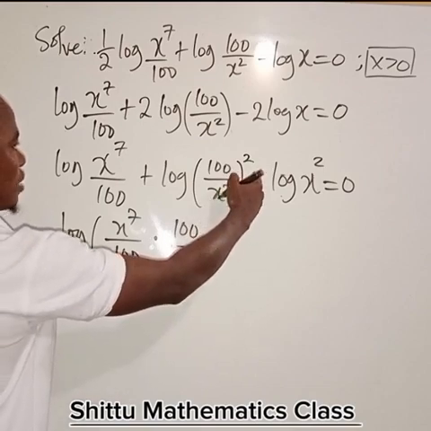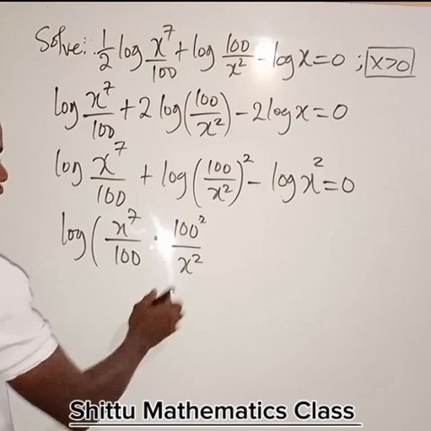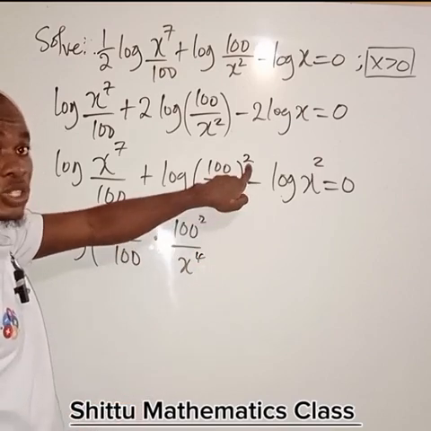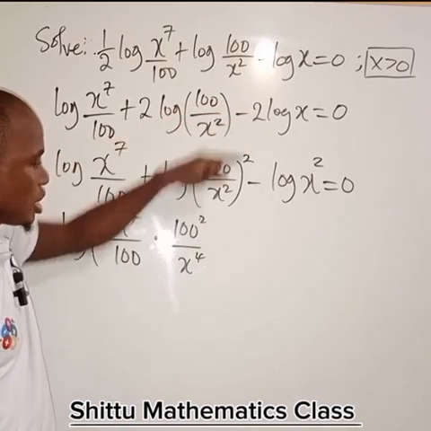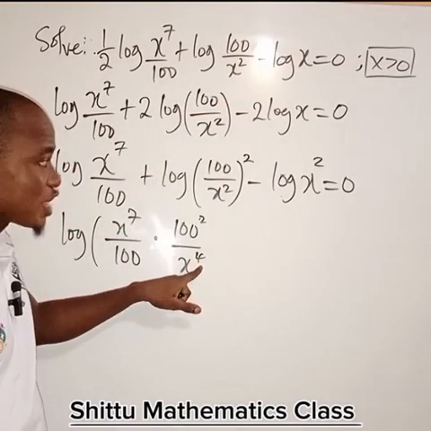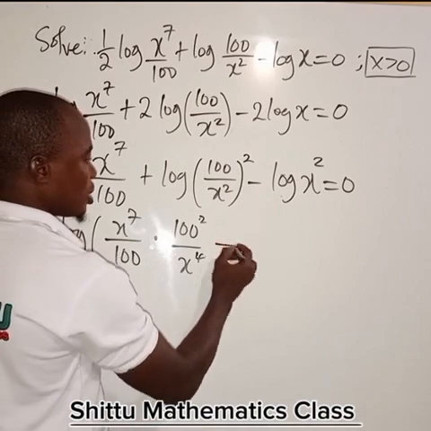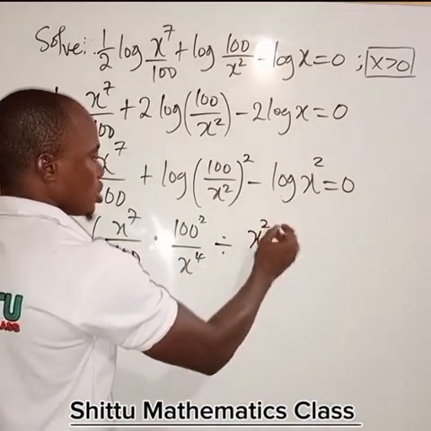Don't forget that we have this power here. This is going to be like this, and this will be raised to power 4 because this square has already affected this and this. So 100 squared, then this will be x squared raised to power 2 again, so we're going to be having x to power 4. Then here is going to be division, because it's minus x squared.